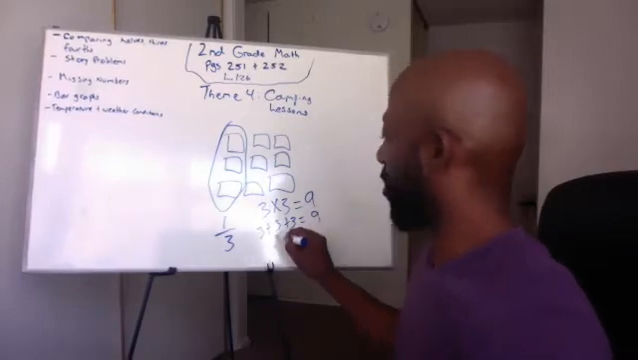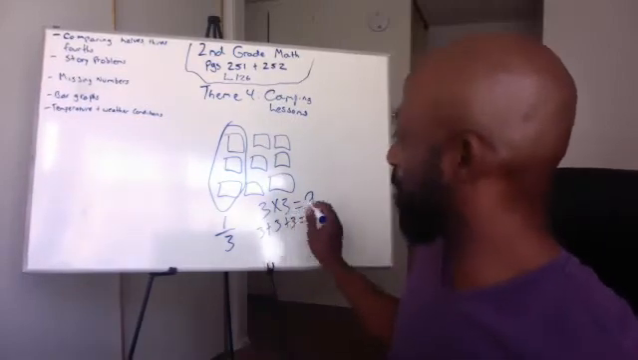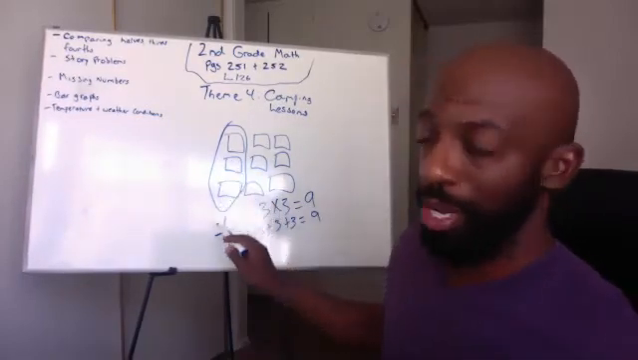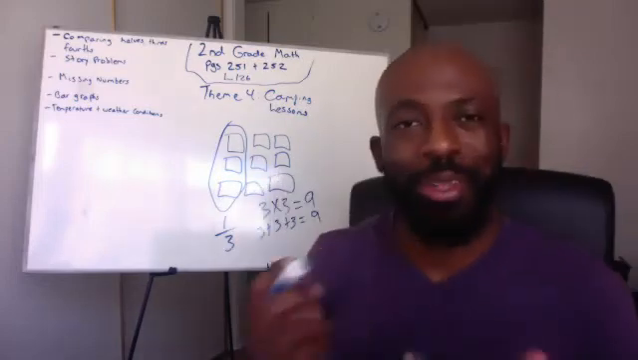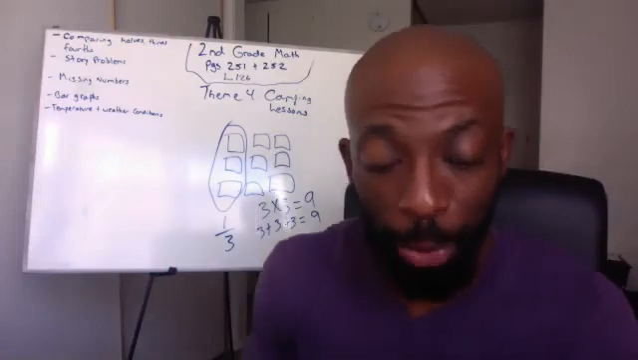There's 3 threes and 9. 3 times 3 equals 9. So there's one group of 3, and there's 3 groups. So this is one group, 1, 2, 3. So that's another way to break it down. Pretty cool there. You guys are going to do the next one.